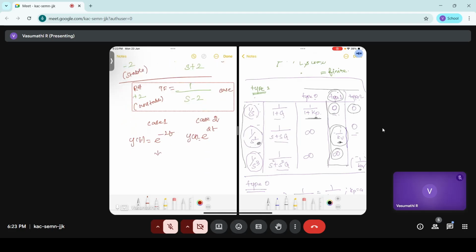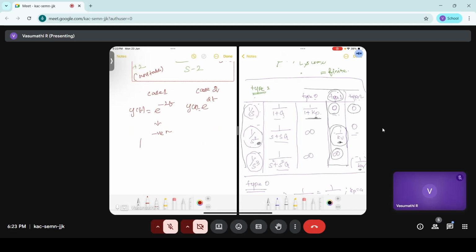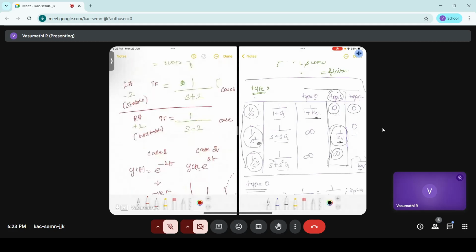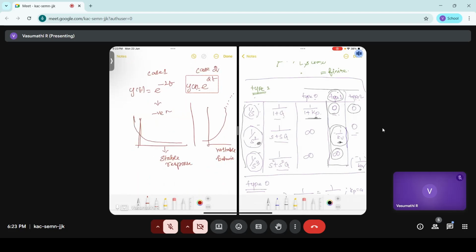So it's a negative exponential. How will this look? It will look something like this, the e to the power minus 2t graph. This graph would look something like this. So we call this a stable response since it settles down to a value. You don't have to look for its final value forever. Here you don't know where it settles, so this is called unstable behavior of a system. So the pole, that root, when it is negative, would give you behavior like this.